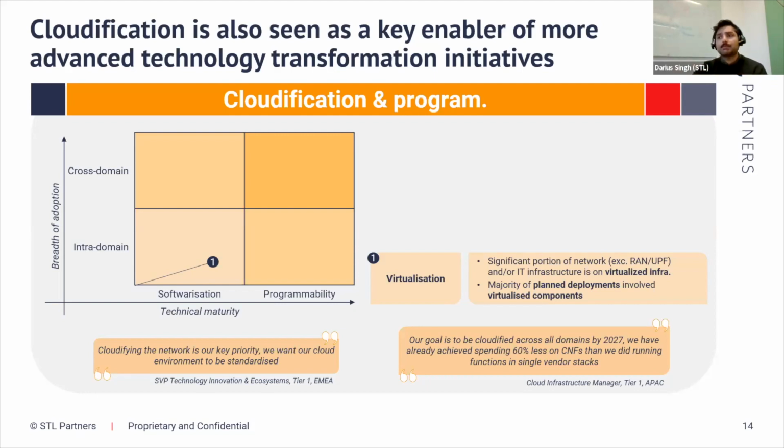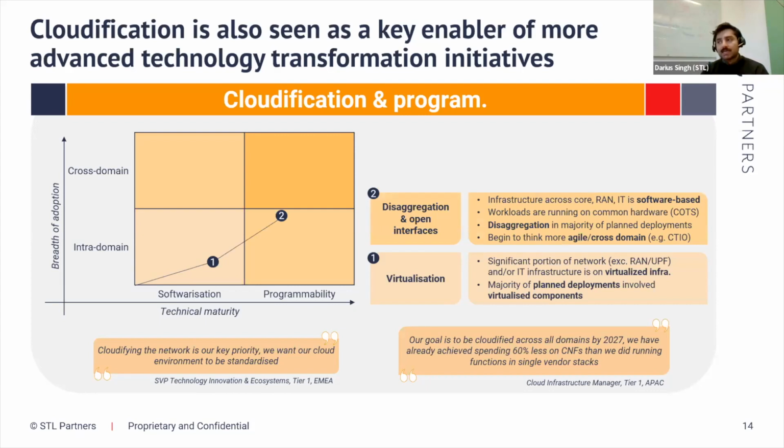And what we see as step one is a big shift within domains, within the access network, within the core, within specific functions, towards a more software-driven network. And that, of course, is epitomized by virtualization, where a significant portion of the core network and IT may start to move towards virtualized infrastructure. I think RAN, user plane may be slightly further down the line, but generally we're seeing the majority of at least planned deployments including virtualized infrastructure.